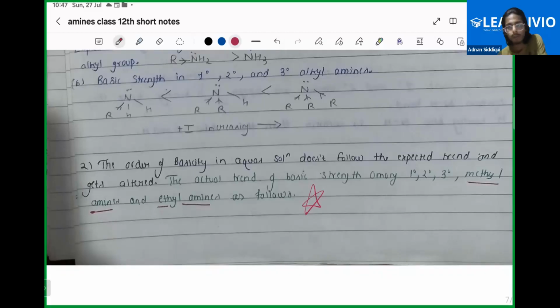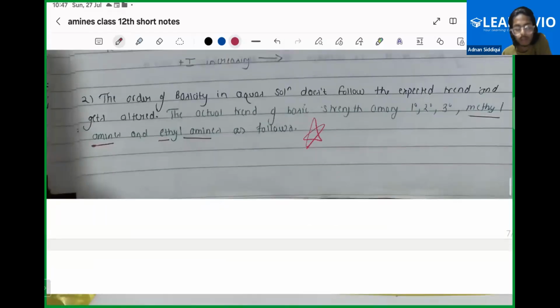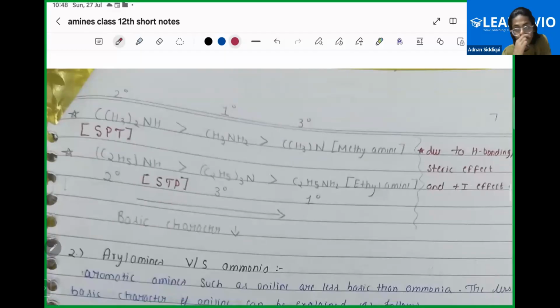They might observe hydrogen bonding from the solvent, some steric hindrance, some electronic factors. So many factors are going to play an important role. So the order of basicity in aqueous solution does not follow the expected trend. The expected trend is tertiary will be the strongest base, then secondary, then primary, then simple ammonia. The trend gets altered. The actual trend of basic strength among 1 degree, 2 degree, 3 degree amines for methylamines and ethylamines is as follows. You just have to remember SPT and STP. That's it.